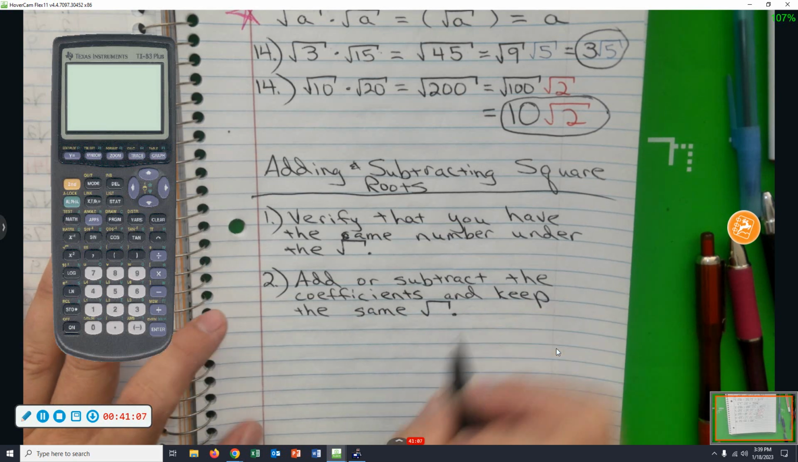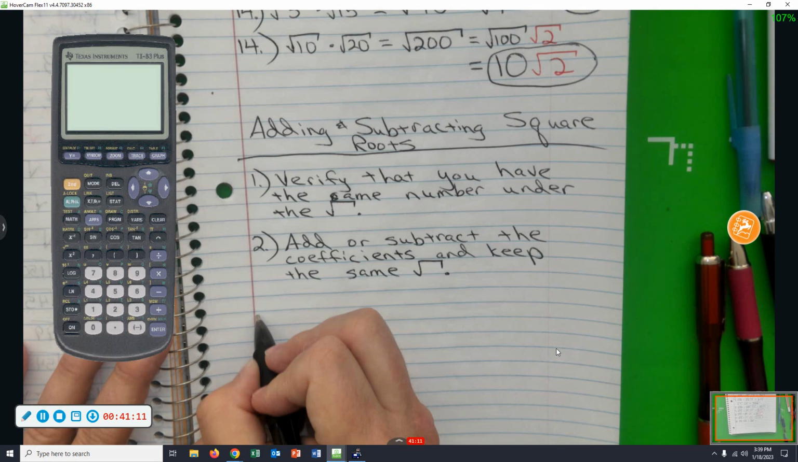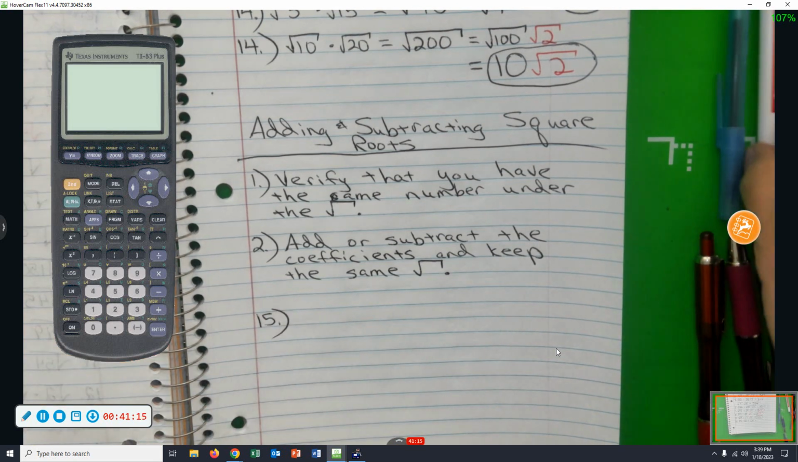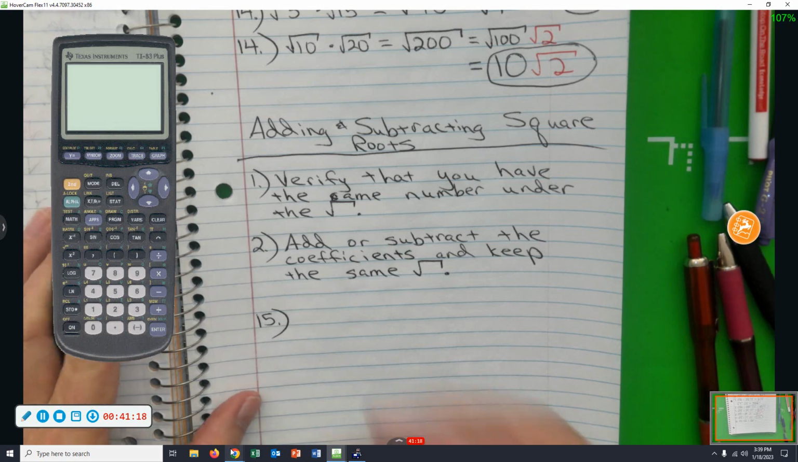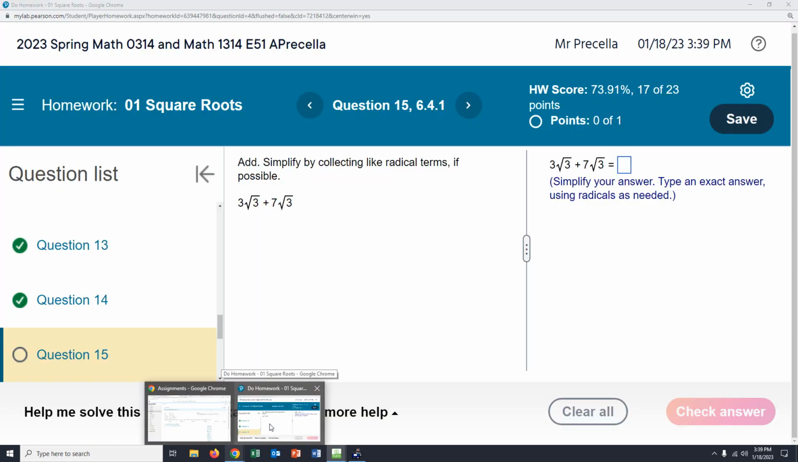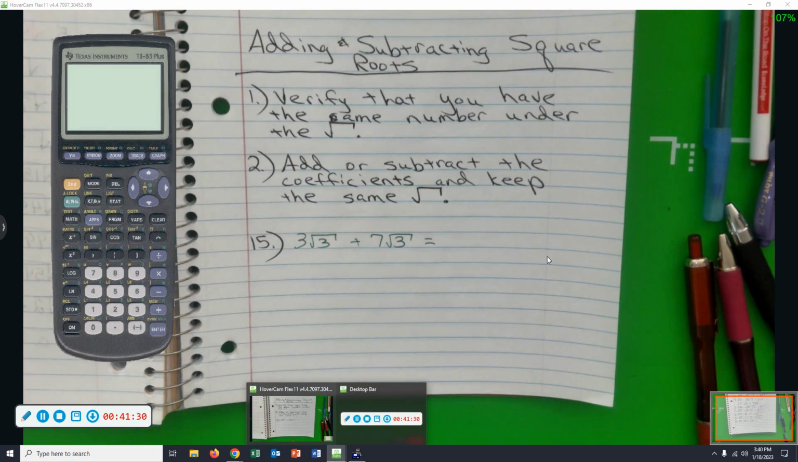So you're not going to be adding the numbers under the square root, just the numbers in front of the square root. Number 15, we had 3 square roots of 3 plus 7 square roots of 3. There it is.